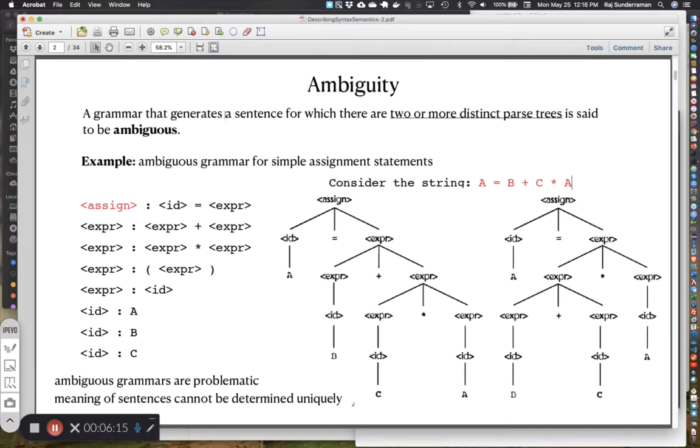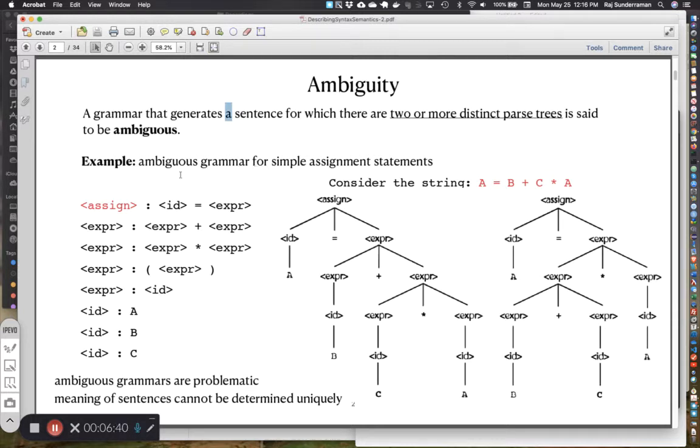So you have to be careful with these small keywords. A grammar that generates a sentence means at least one. There's at least one sentence or string you can name or write such that there are two or more distinct parse trees for that. So let's look at some examples for that.